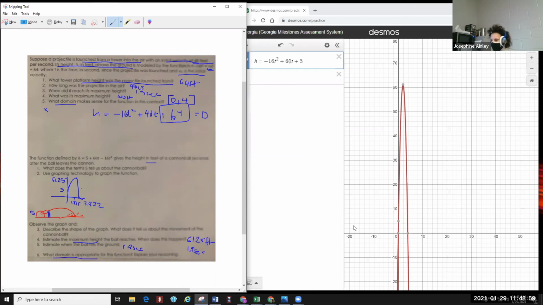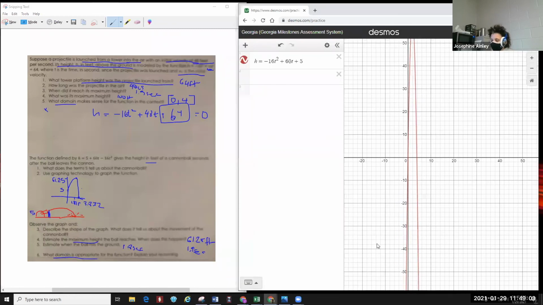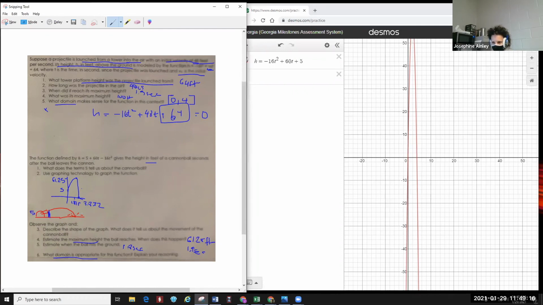What domain is appropriate? Remember when we're talking about domain, it's all your X values where there's a graph. Now there's a graph on the negative side as well, but it doesn't make sense in a real life situation because when the ball goes up and comes down, when it hits the ground, it doesn't go inside the ground, like it'll bounce like this, right? So domain is really the positive values.